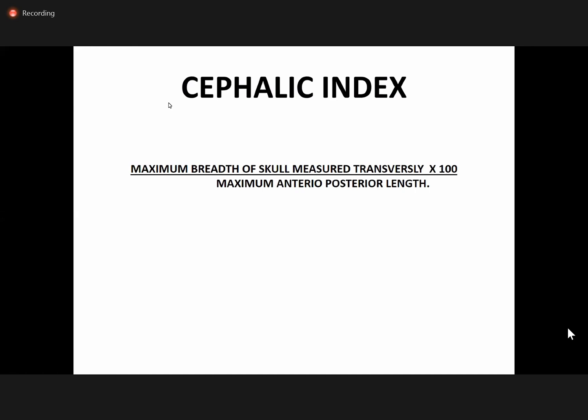Sometimes it is asked in the MCQs. The cephalic index is a mathematical calculation done on the skull. How is it calculated? The maximum breadth of the skull, taken transversely, divided by the maximum anteroposterior length, multiplied by 100. The maximum breadth is taken transversely across the skull just above the mastoid, and the maximum length from the glabella to the occipital pole. Mind you, this is taken with the help of calipers. This cannot be done with a measuring tape. Okay? So this is calculated by us.